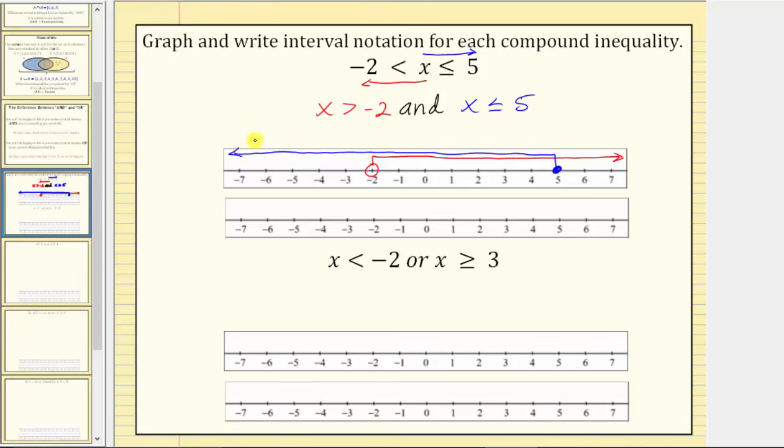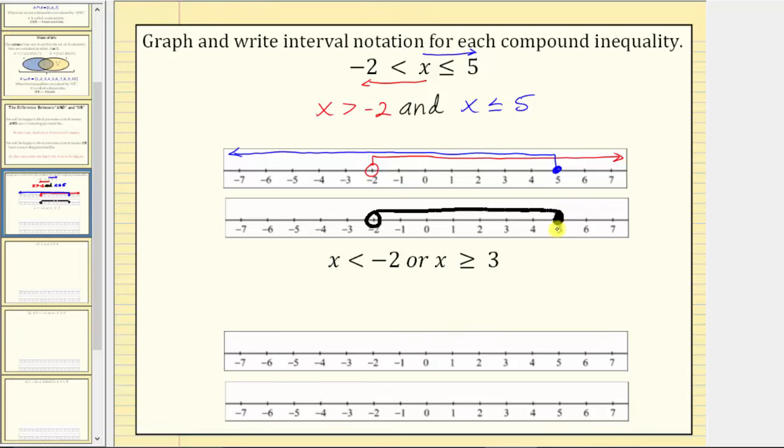This graph is not our solution. We need to interpret this. Because of the word and, we are looking for the intersection of these two intervals, which would be the numbers from -2 to +5, not including -2, but including +5. And therefore the solution would look like this.